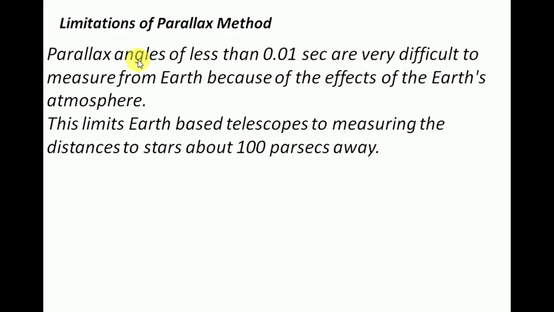Now let's talk about the limitation of parallax method. So in previous question we have seen more the distance, smaller the angle. So if the distance of the object is very far away, then the angle will be very small and that angle cannot be measured. The angle which we can measure on the earth is 0.01 second. So if the angle is less than this, we cannot measure this angle, so we cannot measure the large distance. So using parallax method we can measure up to 100 parsec.